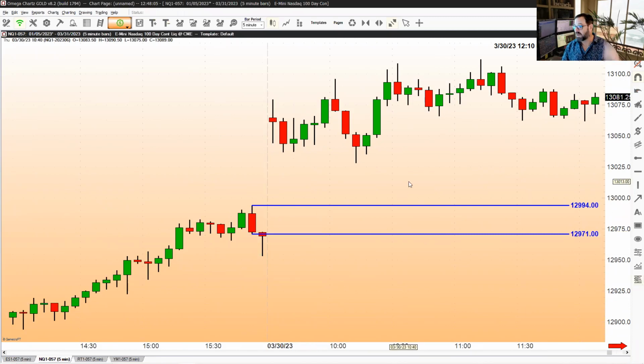Let's see, we got a question here. So, not using any other indicators other than the candle, moving average, Bollinger Bands, do they help or hinder? It's up to you. You know, price is everything. Price really tells you what's going on.